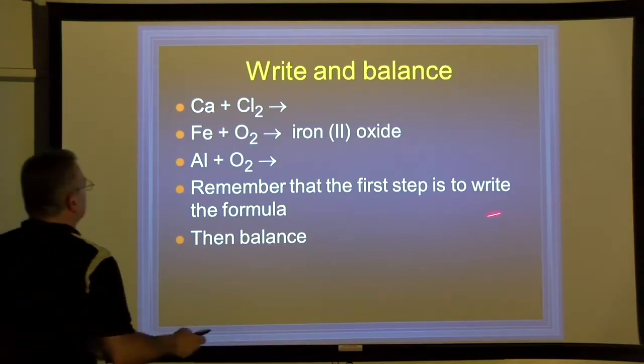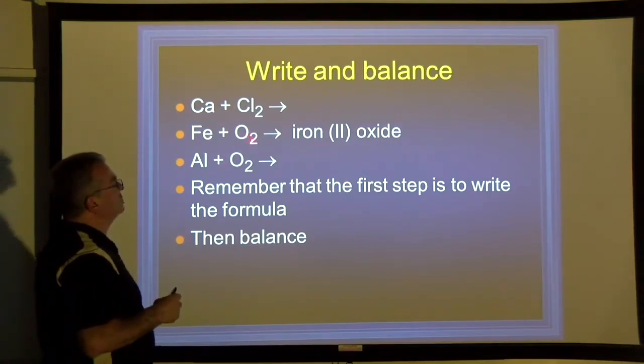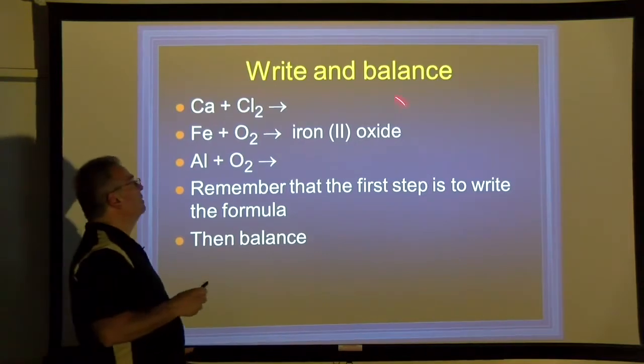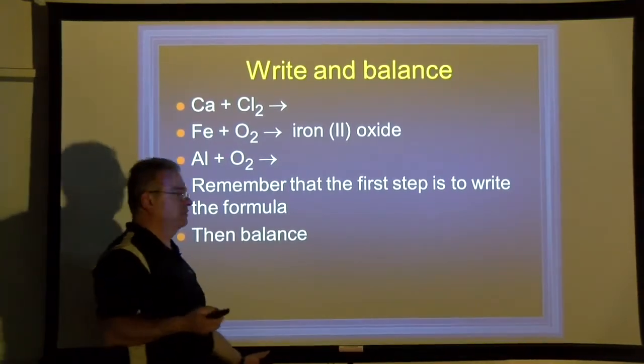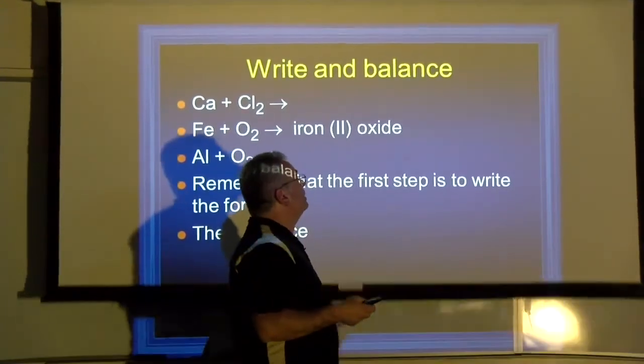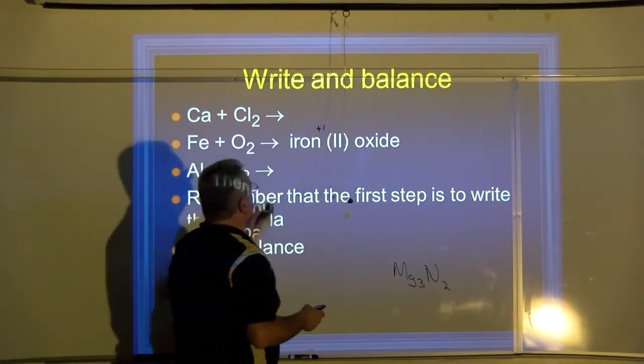Okay, so the first step is to try to figure out what the formula is going to be. So I helped you out here. Iron and oxygen. I'm telling you, you get iron 2 oxide. Iron 2 oxide is typically, for example, rusting. Right? That's what that means. You mean an ionic compound that has iron and oxygen in it.